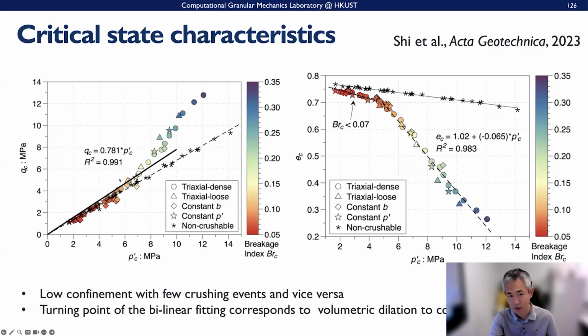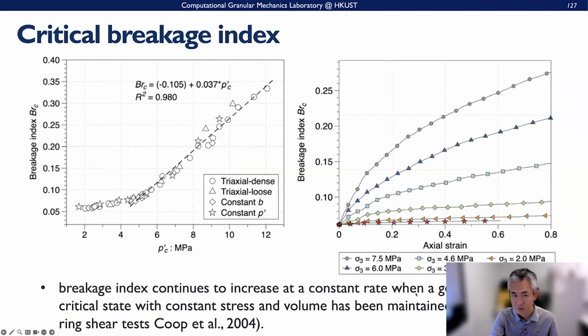If we regard that state as the critical state for the crushable soil, and then we plot it in the p-q space, these are the curves we correlated here. At the lower confinement, the crushing event is relatively small, but at higher confinement it becomes bigger here. So that's the turning point of the bilinear fitting. This is basically a change, like this bilinear change, to here. This has been related to about the 4.6 megapascal case, and this indicates a volumetric transition from dilation to contraction.